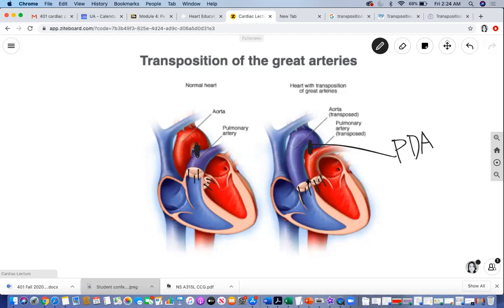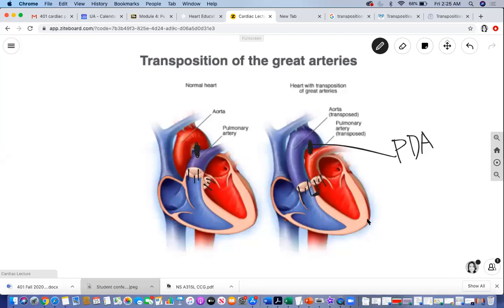Some babies are born with other defects they're called septal defects, so maybe in the atria or maybe in the ventricle. Some babies are not, it just depends. But again, of course, if this baby had a PDA and also an ASD or an atrial septal defect, it would be the same scenario. You'd have all kinds of mixing going on here.